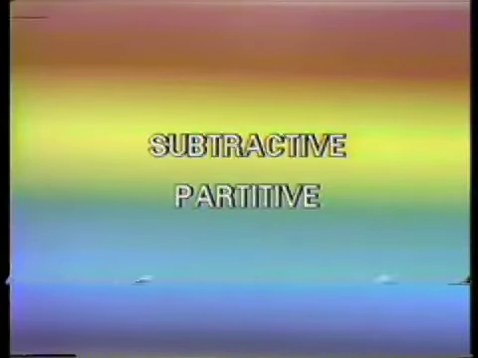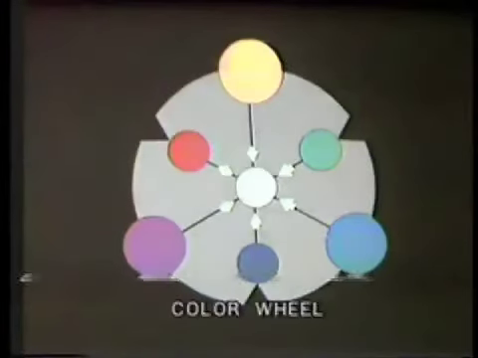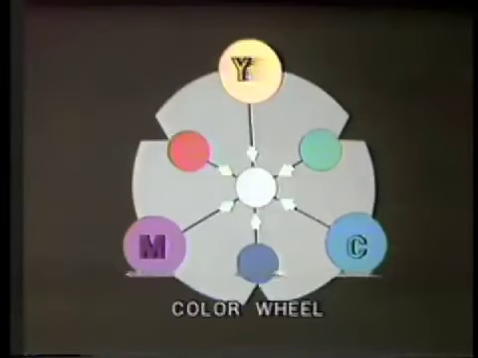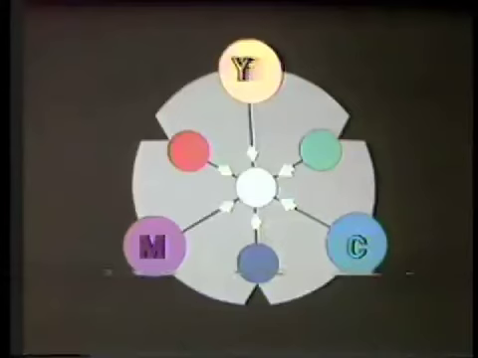Now let's put this knowledge to a practical use. With a simple color wheel, we can demonstrate the mixing of color using the rules of the subtractive system. The subtractive primaries are yellow, cyan, and magenta. When two primaries are mixed, such as magenta and cyan, the result is a complementary color, in this case blue.